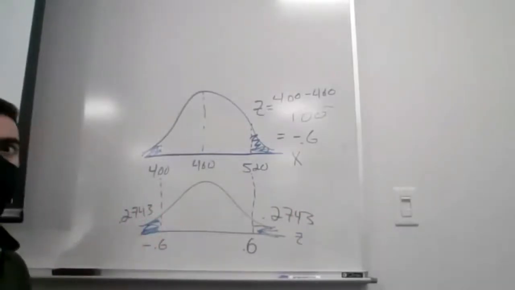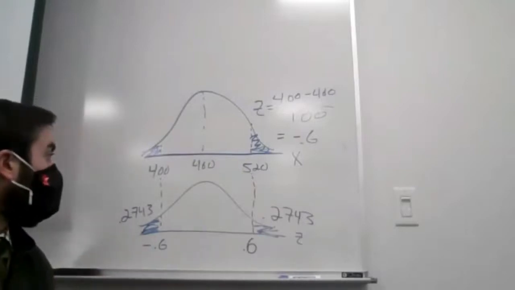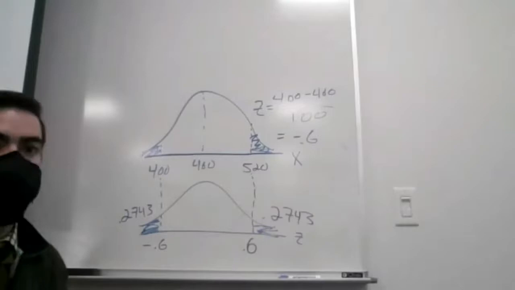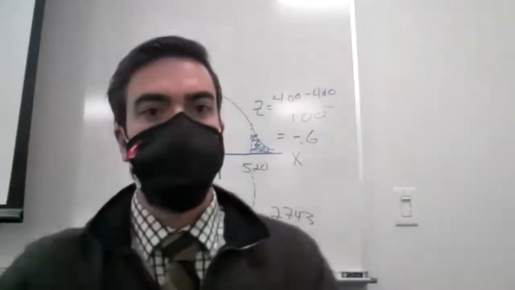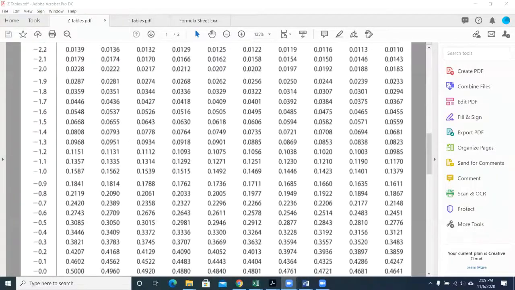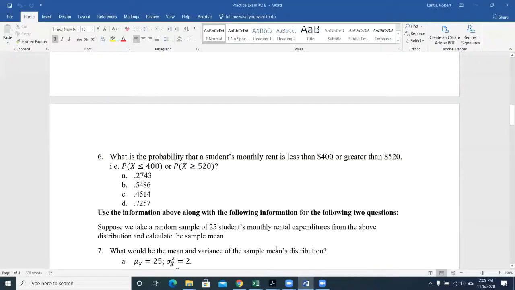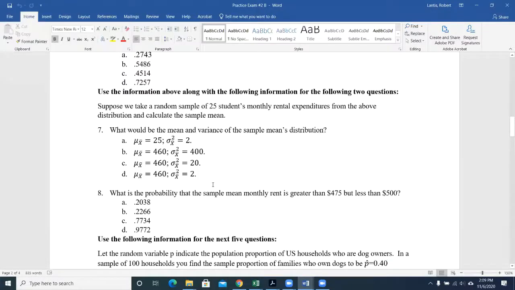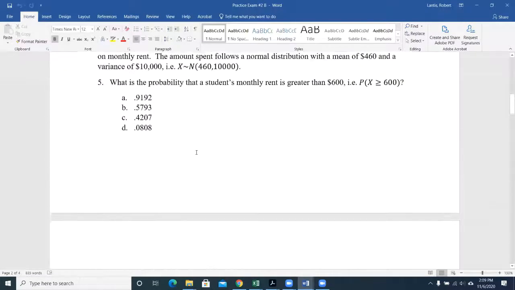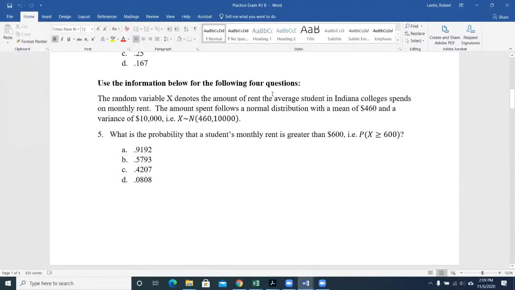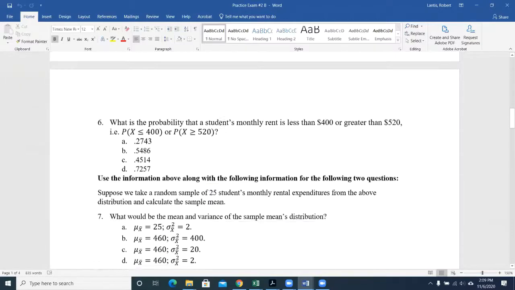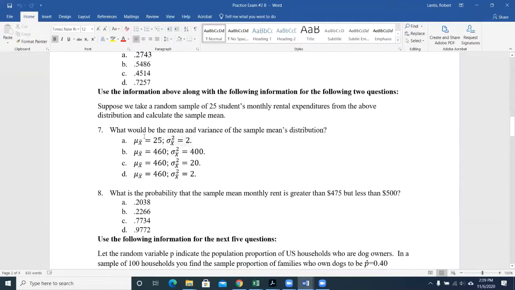So I can add them up, multiply 0.2743 by 2, which should give me what? 0.5486. Yep. So that is how we would do that one. So 0.5486. So the exam is going to be set up kind of like this as well, where I give you this information, I say use it for the next 4 questions. So we've used it for 2. We're now going to use it for these as well.